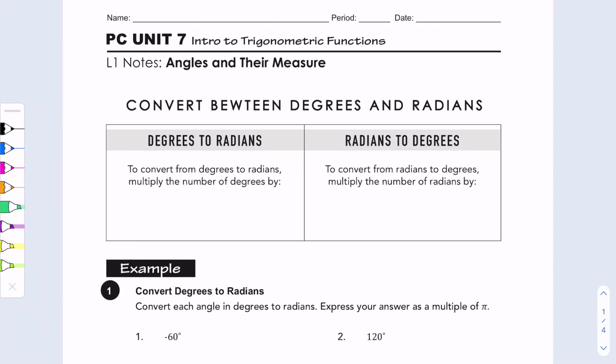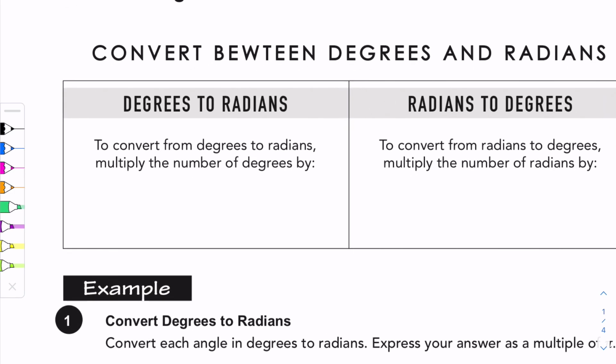Today we're starting Unit 7, Lesson 1, which is angles and their measure. So just talking about basic angles in the coordinate plane and converting between degrees and radians. To begin with, we're going to learn how to convert something that's in degrees to radians, which is definitely a new topic for you guys, and then vice versa, so converting radians to degrees.